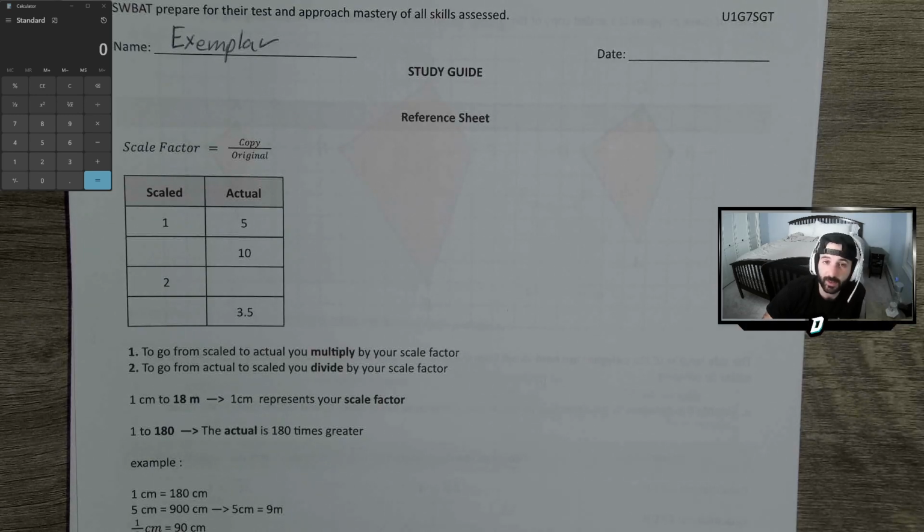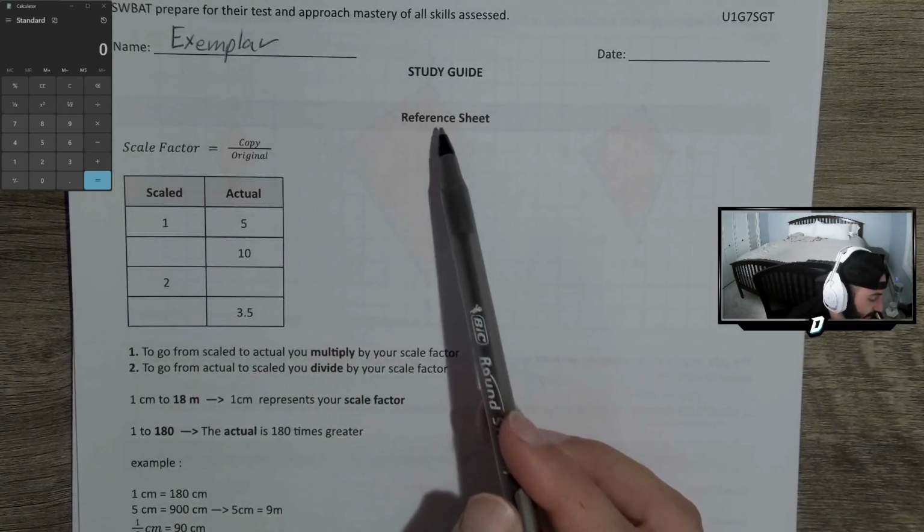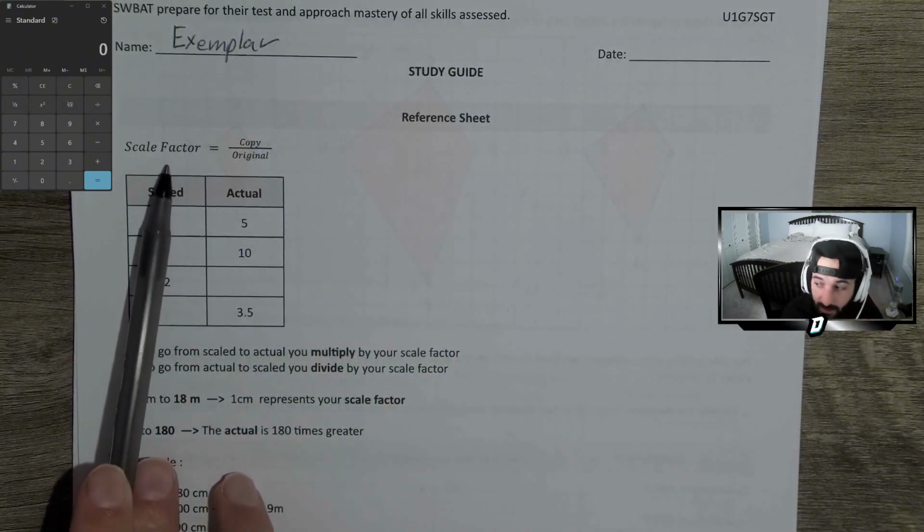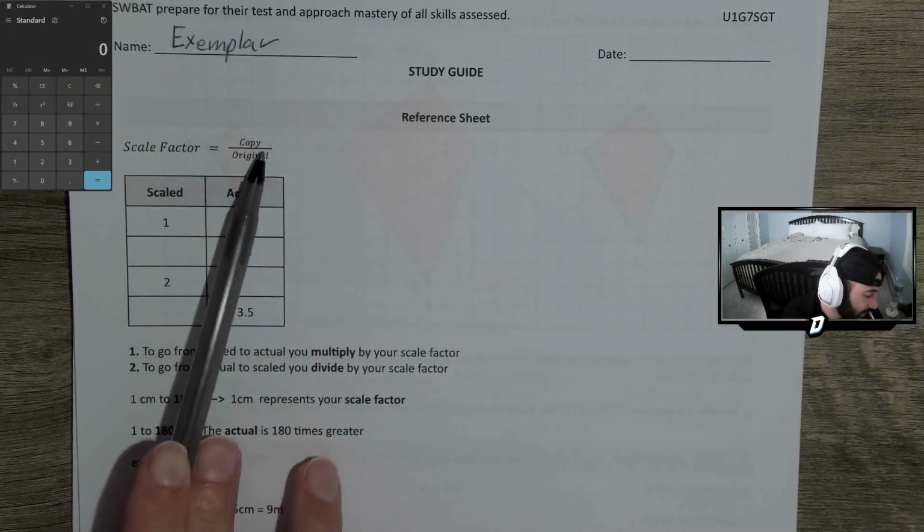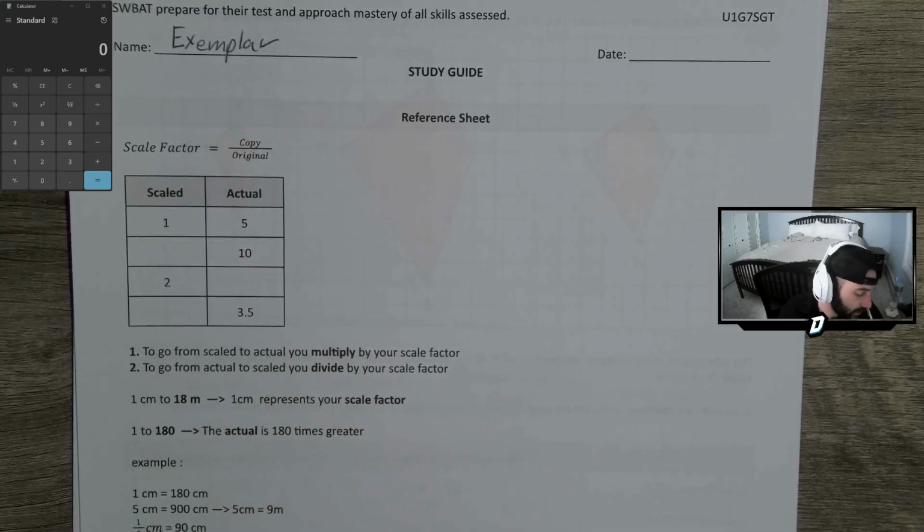So, basically, we're going to do our study guide today. Let's hop right into it. You see here we have our study guide with our reference sheet, and we're told our scale factor is a ratio between our copy and our original.